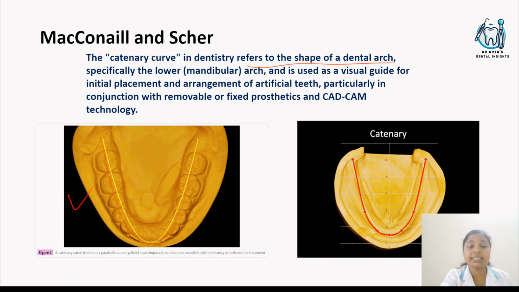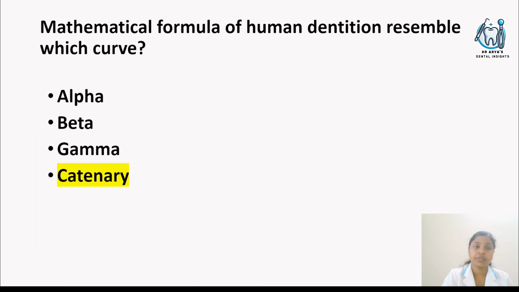So this is the catenary curve. This red color curve is the catenary curve. And this is the shape of a dental arch. So the answer is catenary curve.